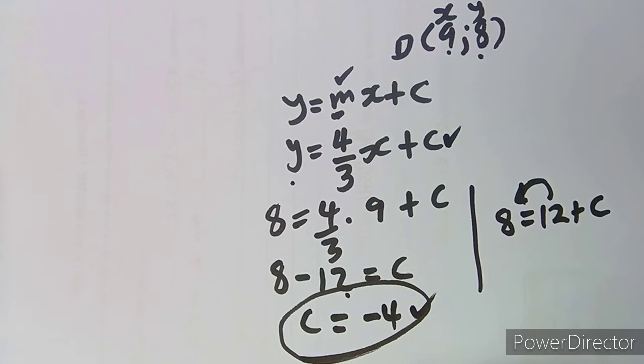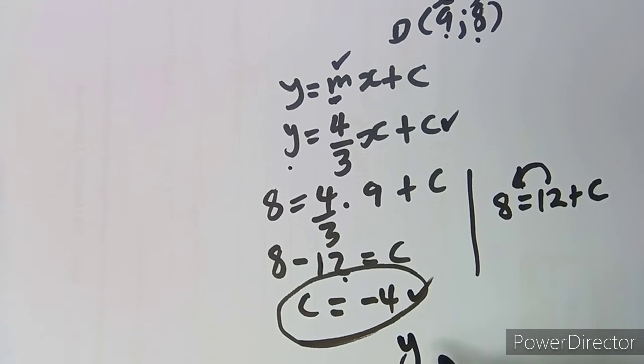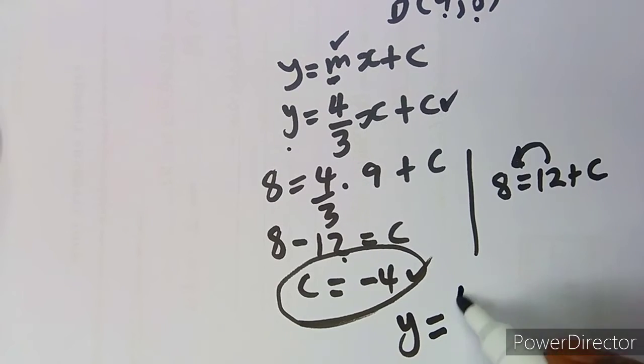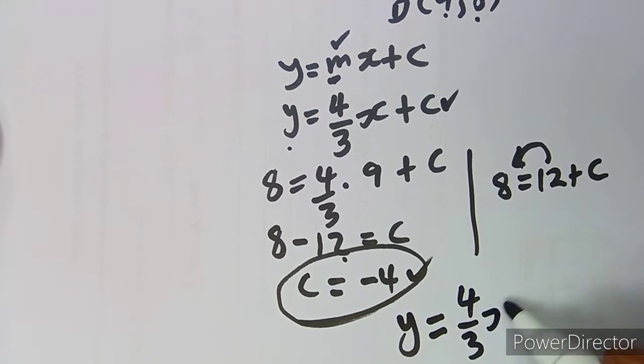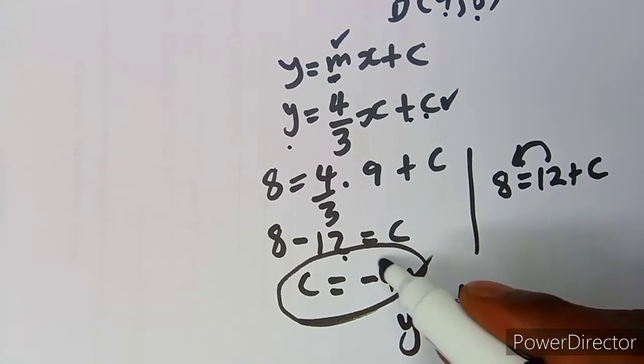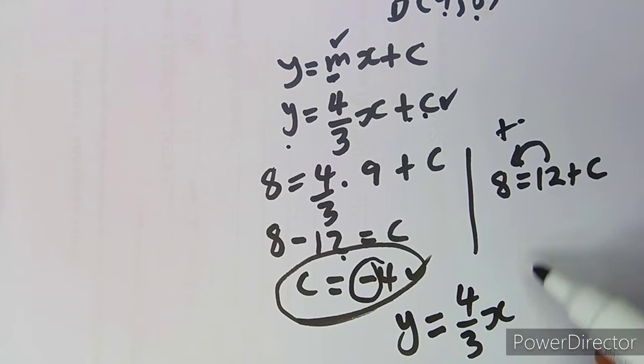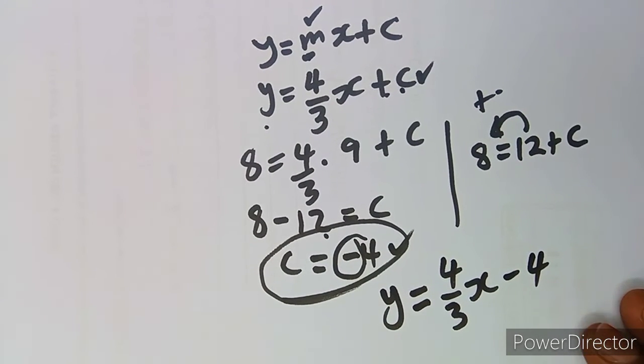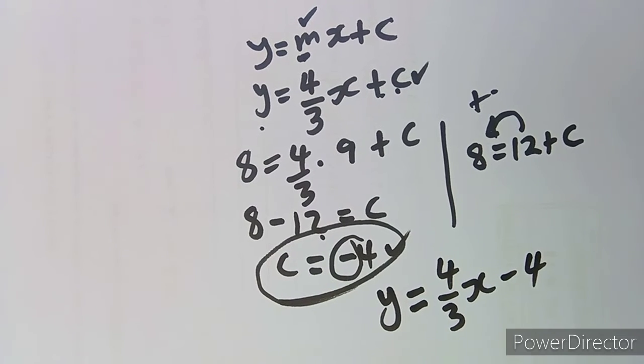So therefore the equation of the line CD is going to be in the form of y is equal to mx, which is 4 over 3x, plus c. Our c is minus 4, and plus and minus gives us a minus, so it's going to be minus 4. So y is equal to 4 over 3x minus 4. That is what you are going to obtain from this part.